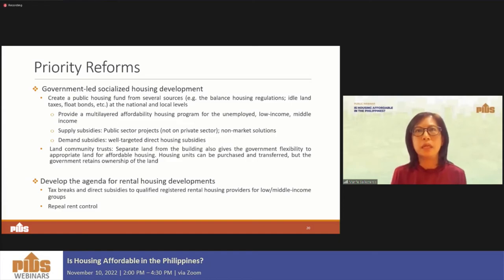The other one, which is also related to government's role, is the development of rental housing. And I think this has already been emphasized in several studies and discussions. It's a good thing that the House Committee, the Senate and Congress have already come up with this rental housing voucher, which is one policy that actually supports rental housing in the country. But I think it should go beyond that. It should be well thought of, and there should be complementary policies to support that.